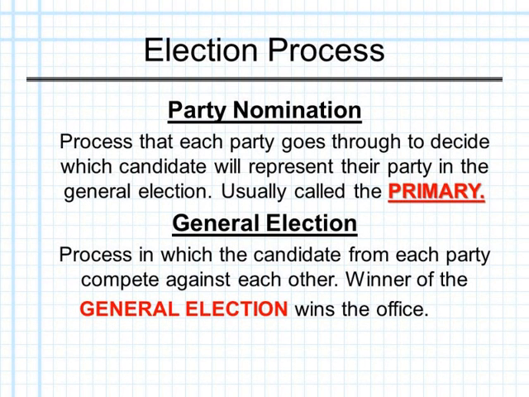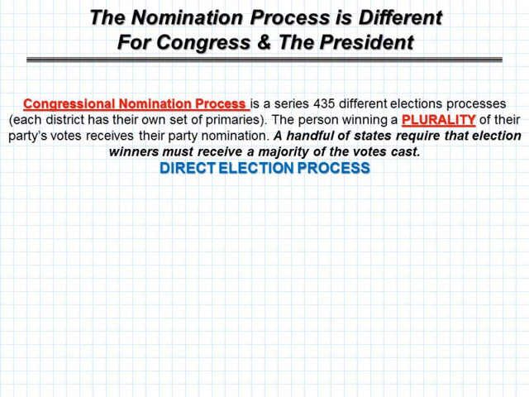The big difference is if you win your party's nomination, all you do is you win the right to be on the general election ballot against people from the other party. You have to win the general election in order to be the person who actually wins office, gets to hold office. What we need to realize here is that there are some pretty significant differences between the nomination process for Congress and the nomination process for the president.